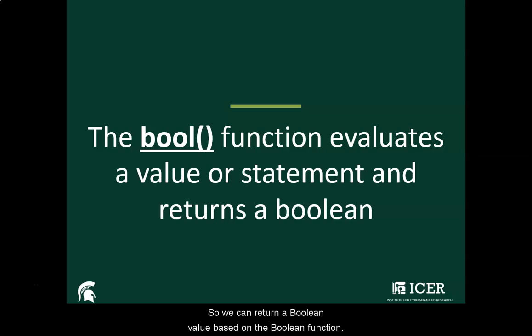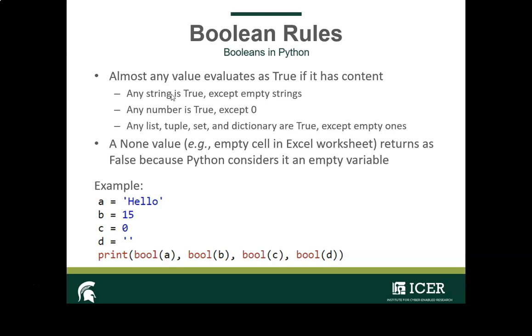So we can return a Boolean value based on the Boolean function, and this evaluates a value or statement and returns a Boolean. So almost any value will evaluate as true as long as it has contents. So any string is considered a true Boolean unless it's an empty string. Any number is true except for 0. And any list, tuple, set, or dictionary are true except for empty ones.